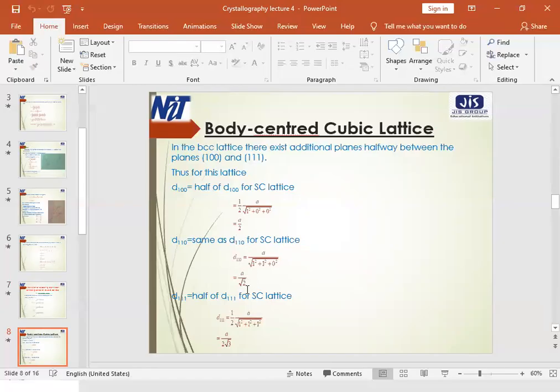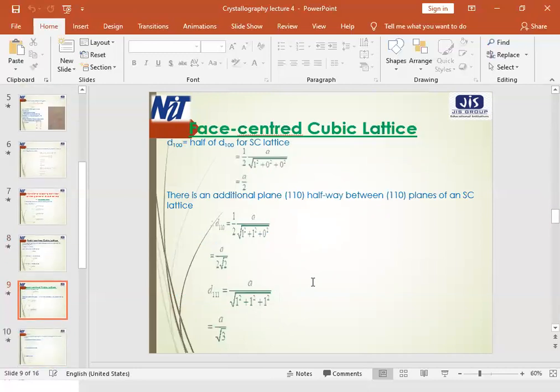Then again, in the BCC lattice, the plane 111 is just midway between the 111 planes of a simple cubic lattice. So again we will write d111 is equal to half of d111 for simple cubic lattice. So this will be equal to 1 by 2 into A by root of HKL, where HKL is 111. So because of that, this will be A by 2 root 3. So we have calculated for the body centered cubic structure also.